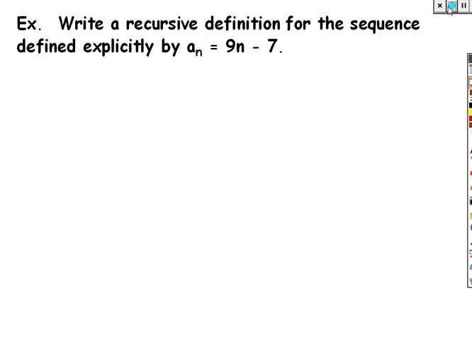Next example, suppose my sequence is explicitly defined by this equation. And again, this is explicit because I can plug in any term in the sequence and get out the value of that term. I don't have to rely on calculating the previous term first. Let's see if you can come up with the recursive definition for this sequence. And just a note here, I'd be thinking this is going to be an arithmetic sequence because it follows that y equals mx plus b look. So pause the video and give this a try.